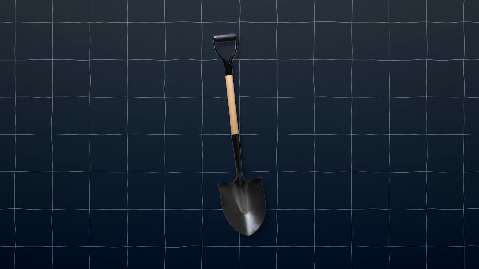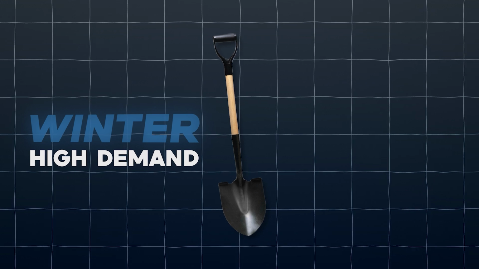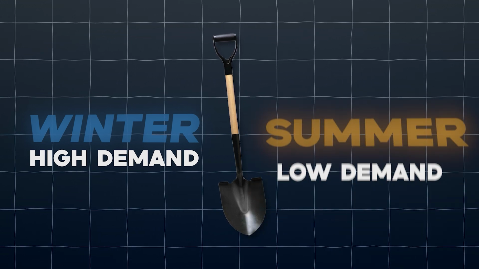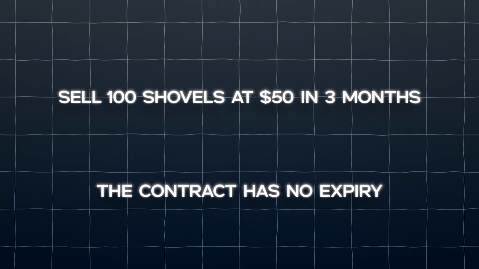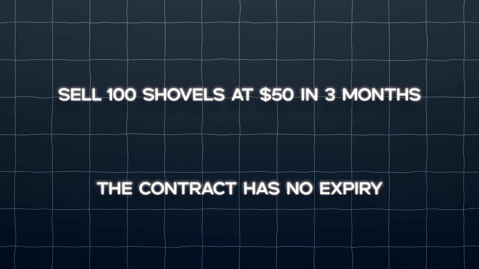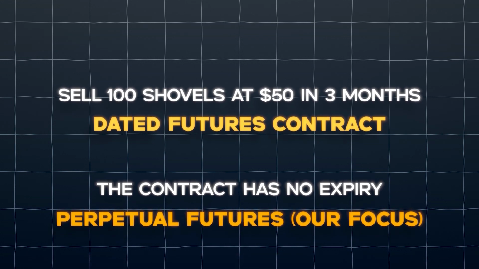What are futures? Let me show you a simple analogy. Imagine you're selling shovels. During winter, there's a high demand for shovels, so higher prices. During summer, low demand, lower prices. If you agree to sell 100 shovels at $50 in 3 months, that's a dated futures contract. If the contract has no expiry, it's a perpetual futures, and that's our focus.